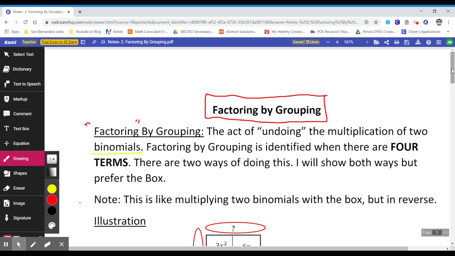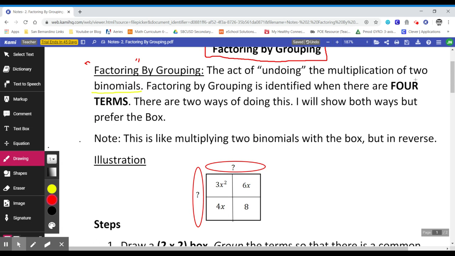Okay. So moving on. Factoring by grouping is identified when there are four terms, and this is very important because they're not going to tell you in the future which way you have to use when you factor. They're basically going to say factor, and it's your job to see that it is actually four terms. And since there are four terms, more than likely you're going to be factoring by grouping.